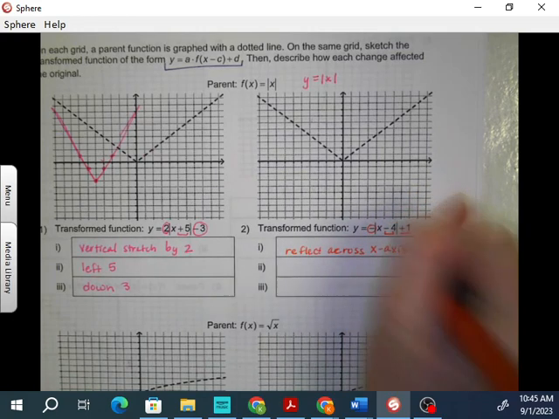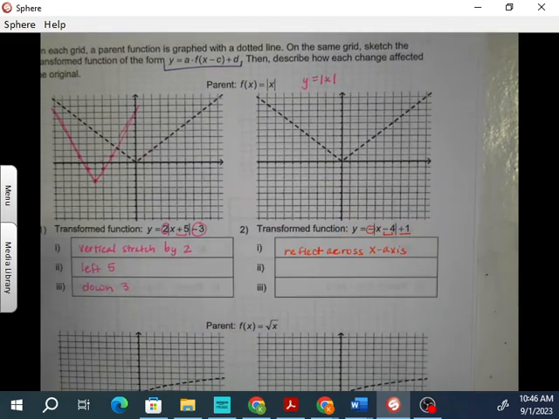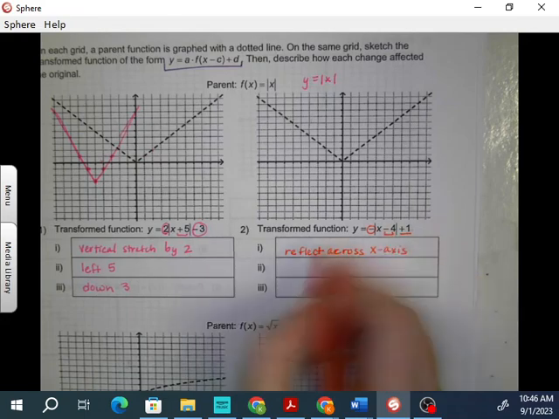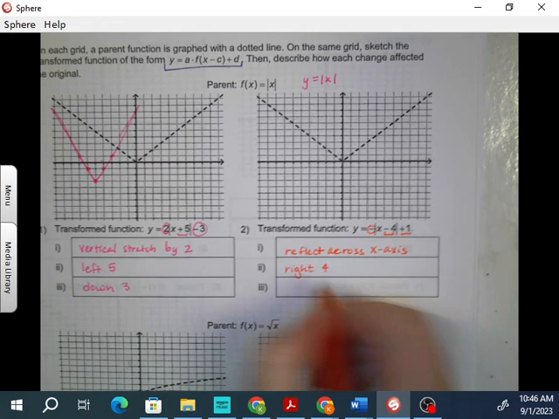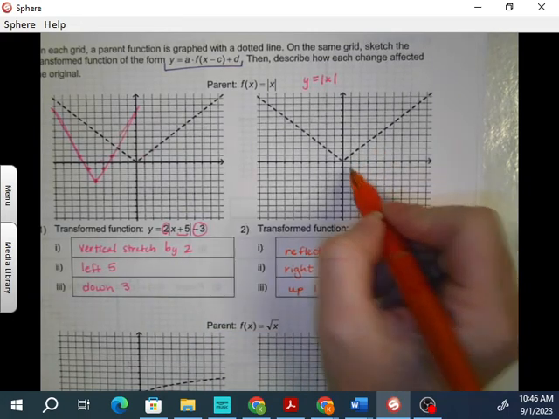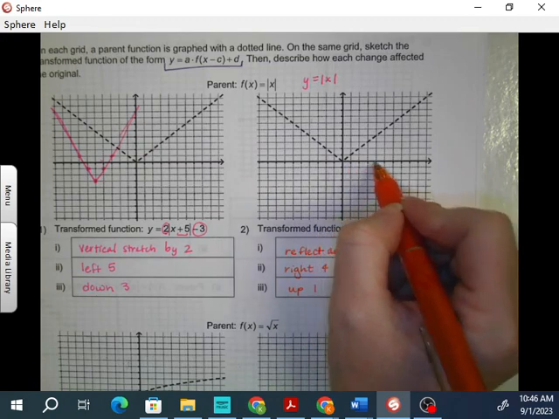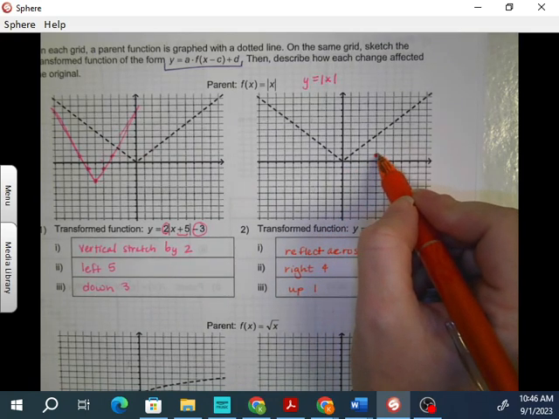Again, it's a vertical change because it's not in the house with x, so we're changing vertically, which means it flips it upside down, flips it over, or across the x-axis. And then the minus 4 is right 4, and the plus 1, up 1. So my vertex is going to go right 4, 1, 2, 3, 4, up 1. And this time my graph is upside down. So instead of going up 1 over 1, I go down 1 over 1.